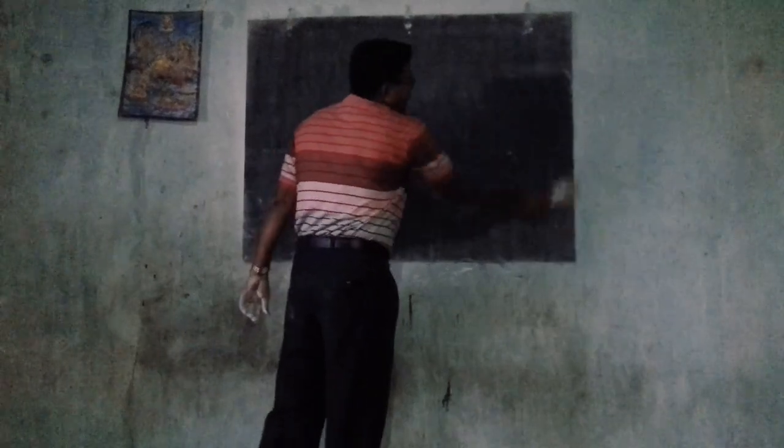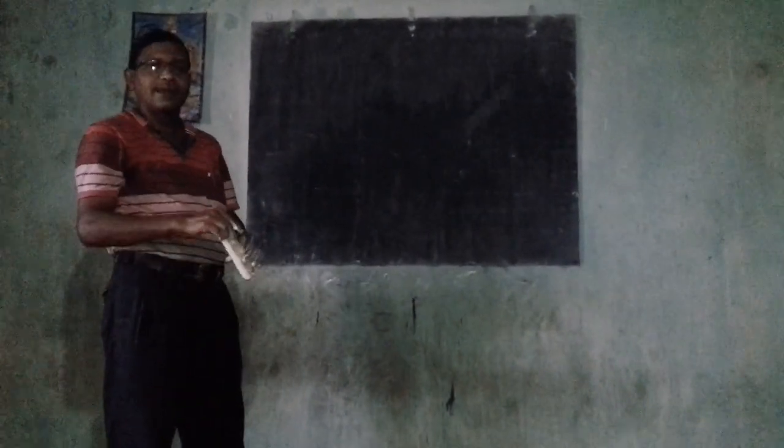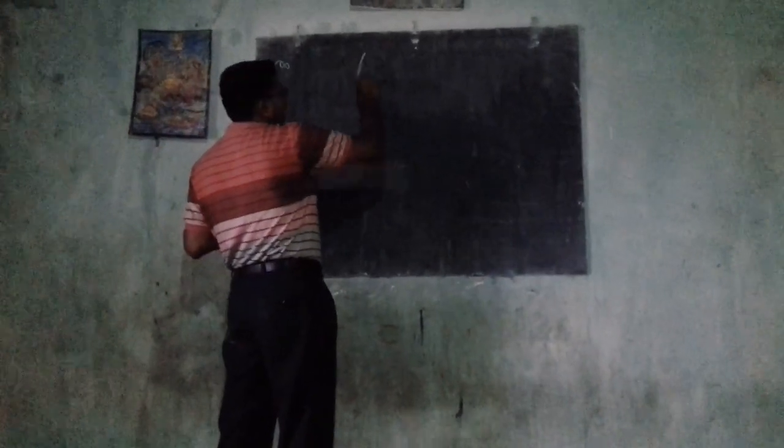Now we get the different positions of the image, how it can be formed in the convex lens. Here, suppose the object is at infinite distance, and we take the convex lens.